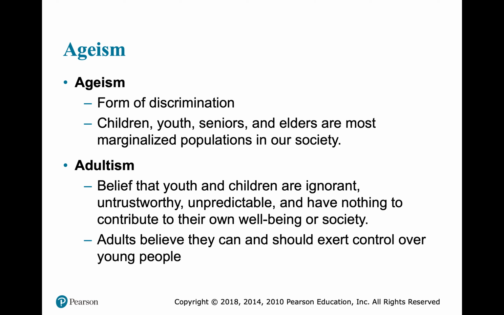Let's see. The next one is adultism. So this is discrimination against young people and children. So believing that youth and children may be ignorant, untrustworthy, and unpredictable, and maybe even have nothing to contribute to society or their own well-being. Adults believe that they can and should exert control over young people, tell them what to do, exert control over their life, and this may create a sense of oppression and disempowerment among younger people.